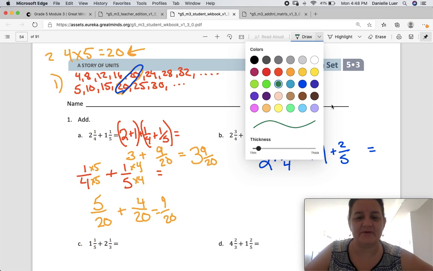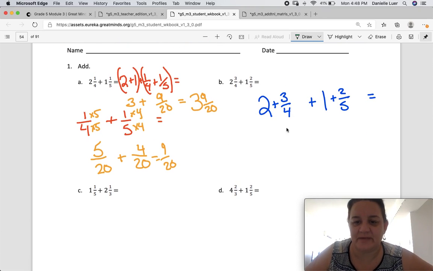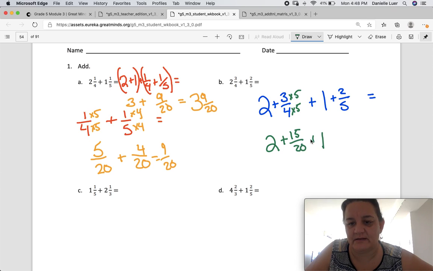So I don't have to go through the hassle of figuring out what it will be. I can just multiply this by 5 and that by 5, and that's going to give me 2 plus 15/20 plus 1 plus, and here I'm going to multiply by 4, that's 8/20.